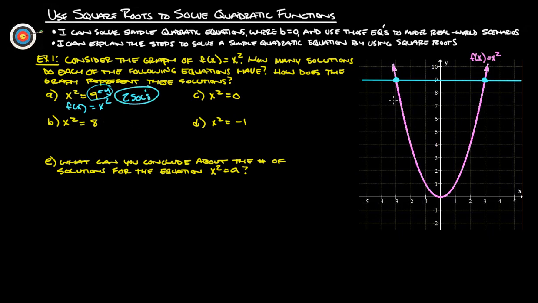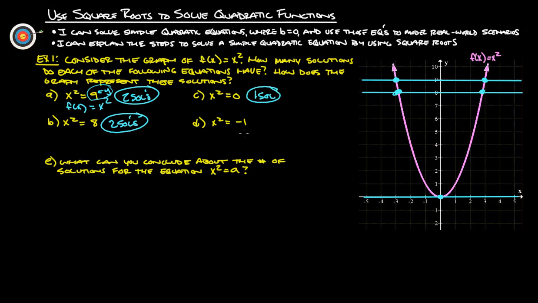Okay, at x squared equals 8, same idea. At 8 here, we just make another line, and there are 2 solutions there as well. We don't have to come up with the solutions, we just have to say how many there are. At x squared equals 0, that's right down here, and you can see that only has one solution.